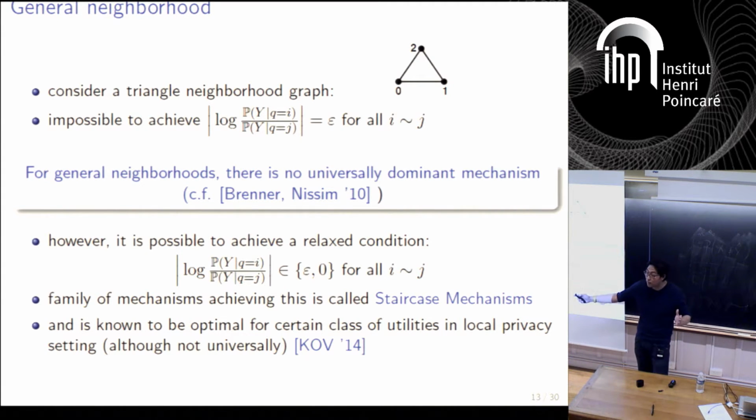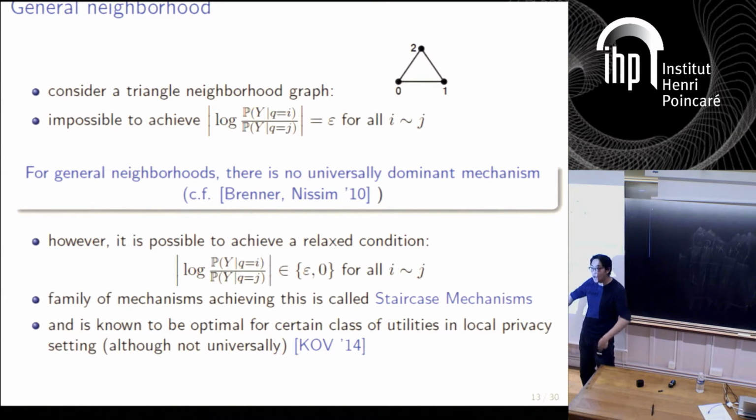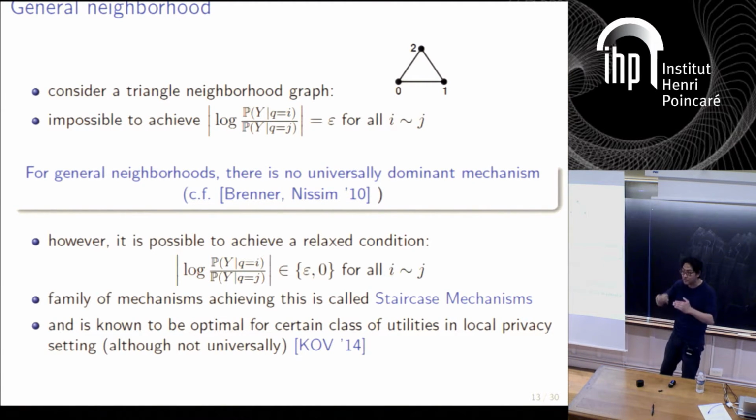You can simulate the whole thing, which is quite a lot to ask for. So in those other settings, it's impossible to completely dominate for all utilities and for everything. But what you can do is, instead of requiring this to be epsilon, you require that to be epsilon or 0, and look at the whole family of mechanisms where it's epsilon or 0.